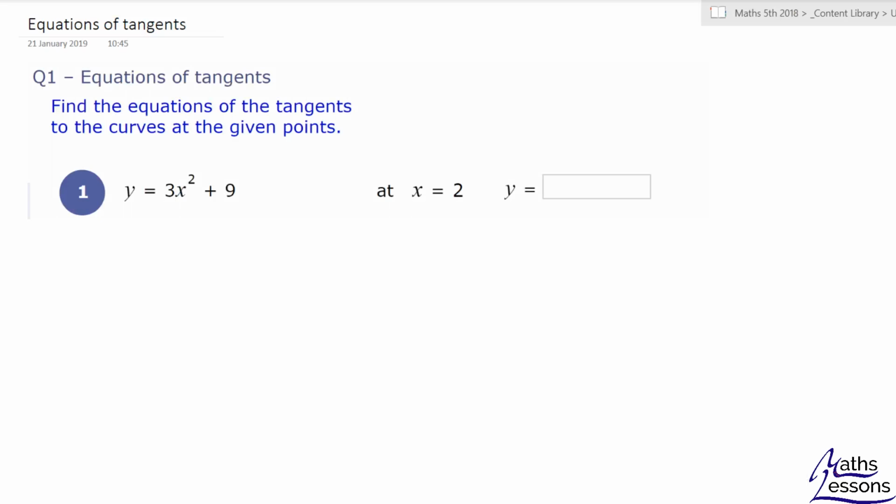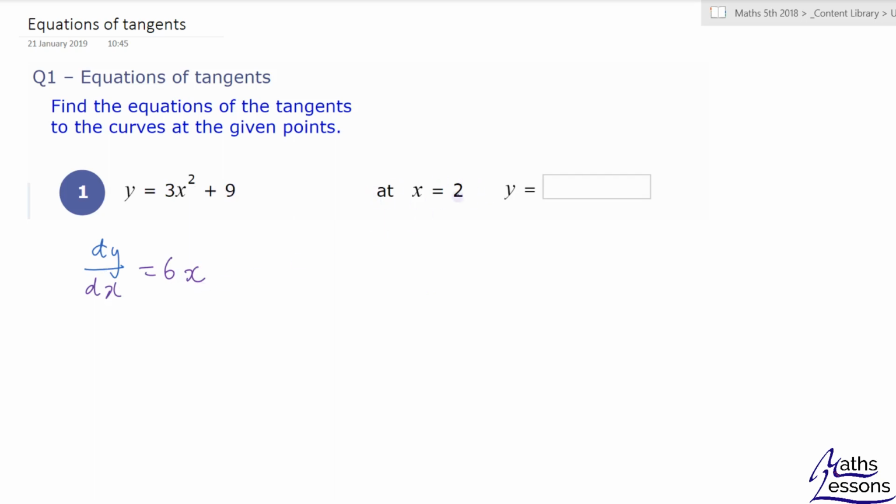So the first thing you need to do is differentiate y equals 3x squared plus 9. So we find dy over dx, and that is equal to times by the power, so 2 times 3 gives me 6. Take 1 off the power gives me x to the 1, which is just x. Remember, numbers do not affect the gradient function. So when you differentiate this, you're finding the gradient function, so that 9 just disappears.